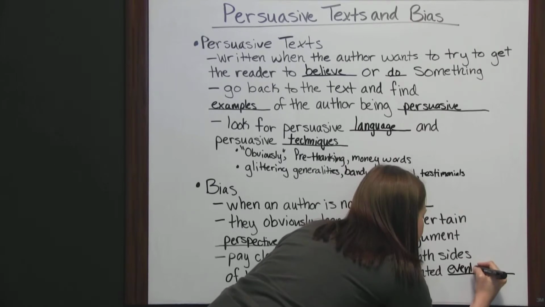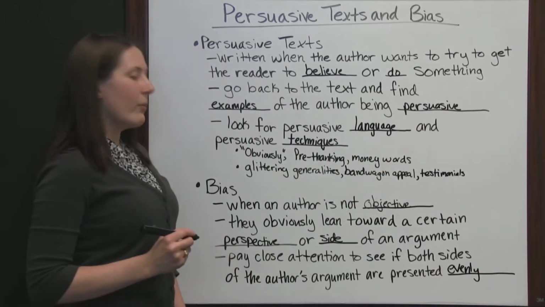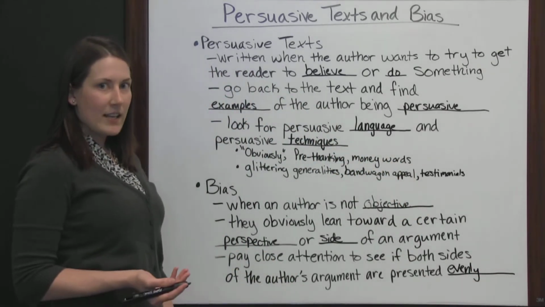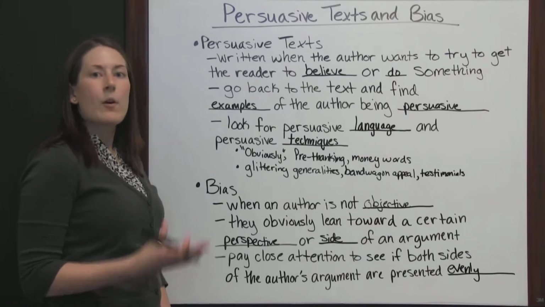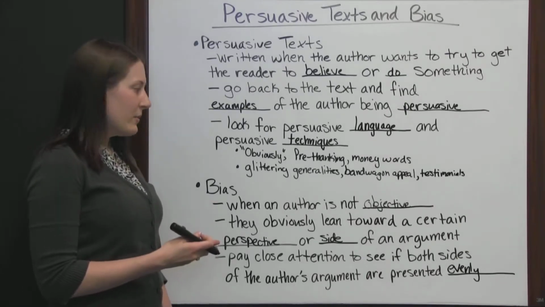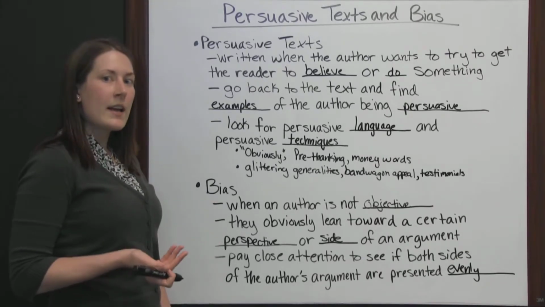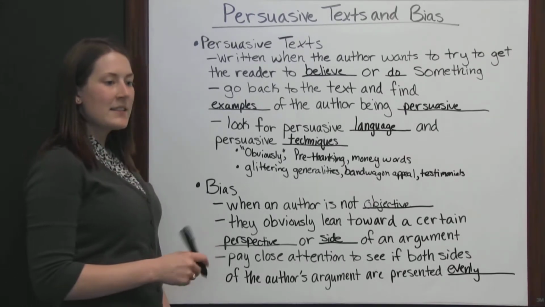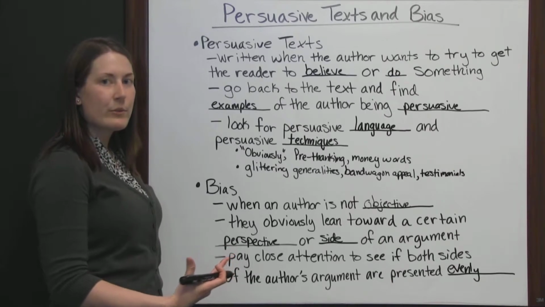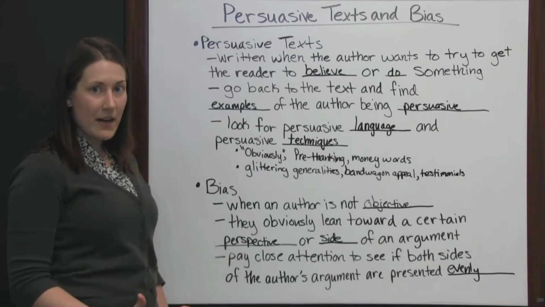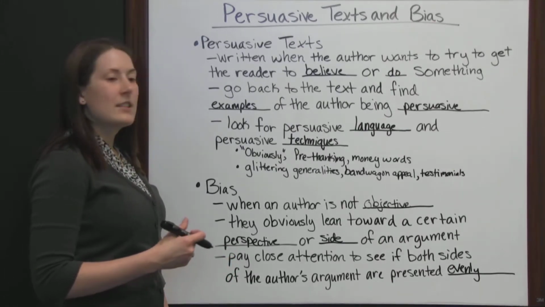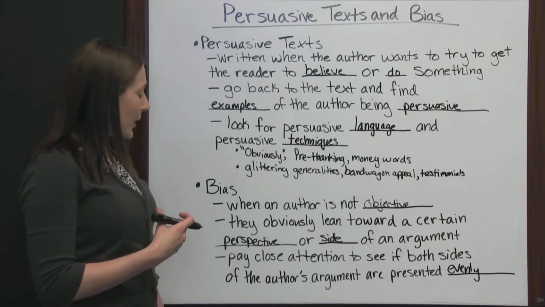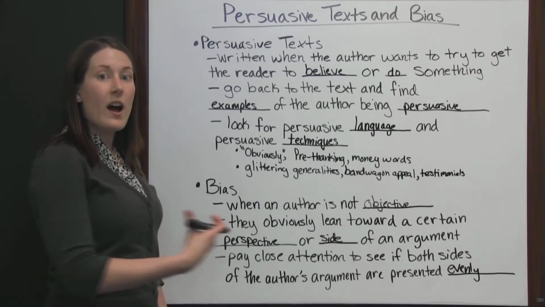If you see the author saying lots of positive things about one side of the argument and lots of negative things about the other side, then they have a positive bias toward the one thing and a negative bias toward the other. So you can see how if someone has a bias, they would be trying to persuade you toward whatever side they were positively biased toward, or at least being persuasive in trying to get you not to do something.